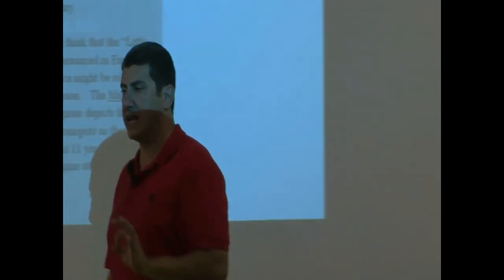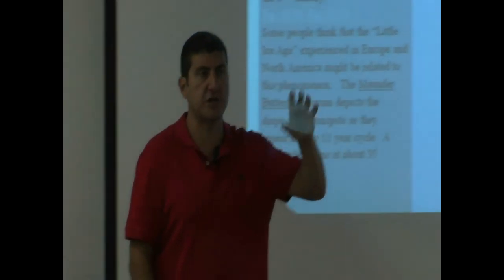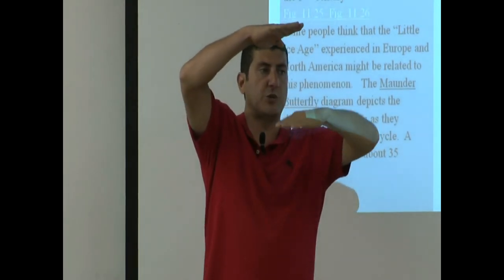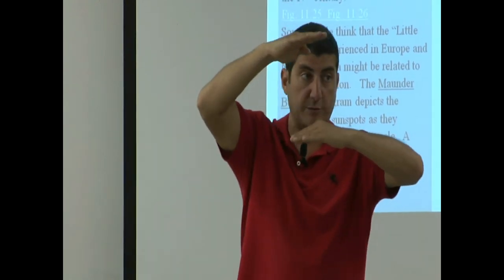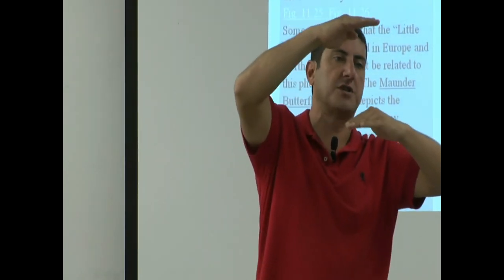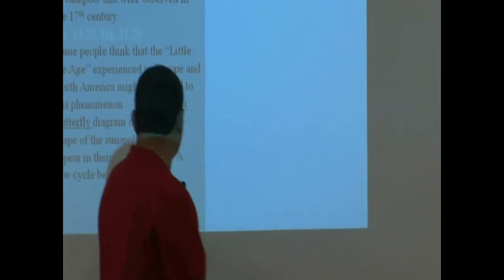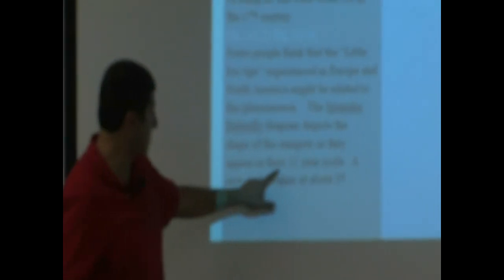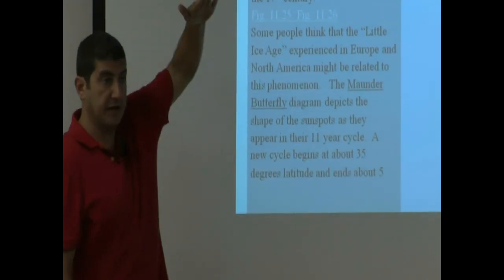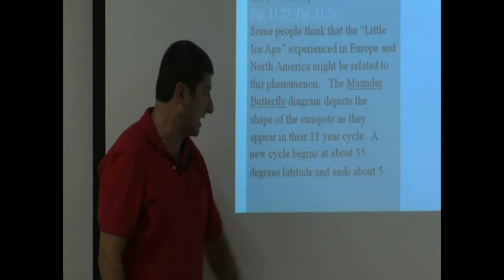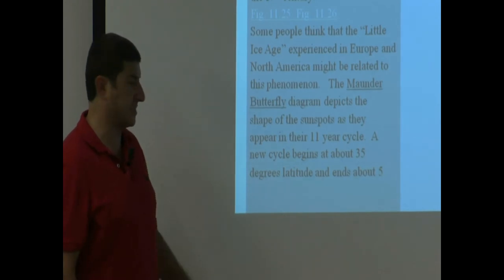When the new sunspot cycle begins, the sunspots start appearing a little north of the sun's equator and a little south of the sun's equator, okay? When the sunspot cycle first begins, and then after a year or 2 years, a couple years, they start appearing closer and closer to the equator. So when they first appear, they appear at about 35 degrees latitude, above and below the equator. And when the sunspot cycle ends, they end closer to the equator.